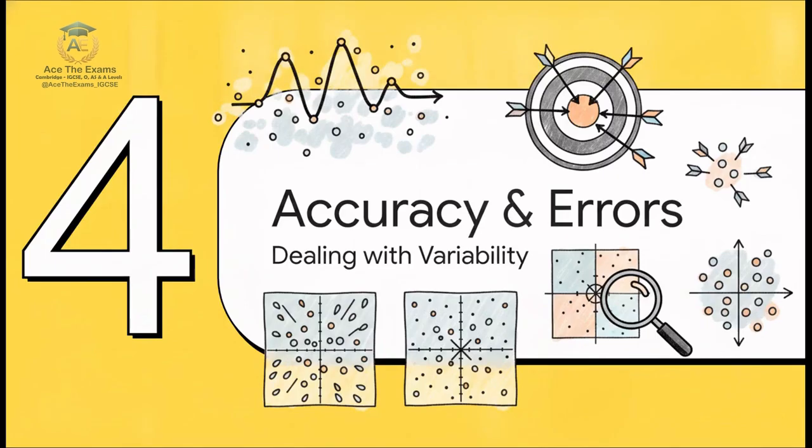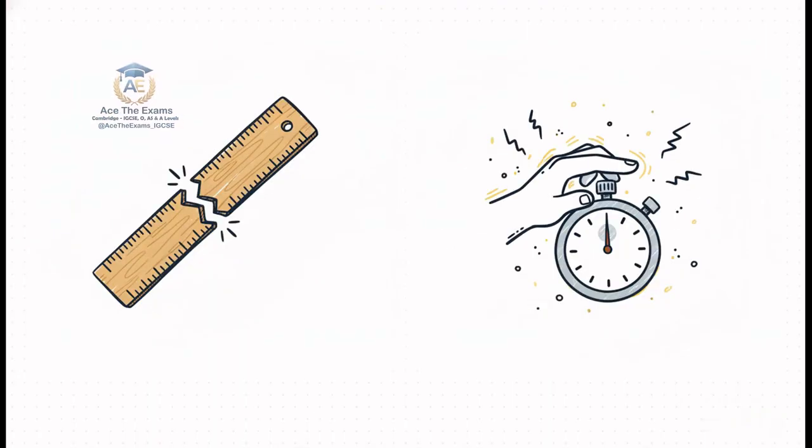Let's move to Section 4, Accuracy, Precision, and Errors. It's time to talk about dealing with variability. Because even with perfect technique, we have to transition to the inevitable, messy reality of experimental physics. Whenever you are in the lab or analyzing data in an exam, you are going to face two main enemies: systematic errors and random errors. You absolutely must know the difference.